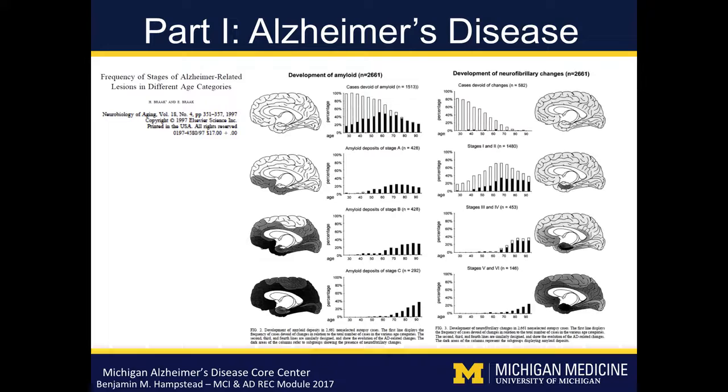Same thing with the tau deposition, where the early stages are really within the transentorhinal region of the medial temporal lobes. And then that spreads out to the limbic system and the medial frontal and posterior regions until, again, the tau spreads and encompasses the bulk of the brain.